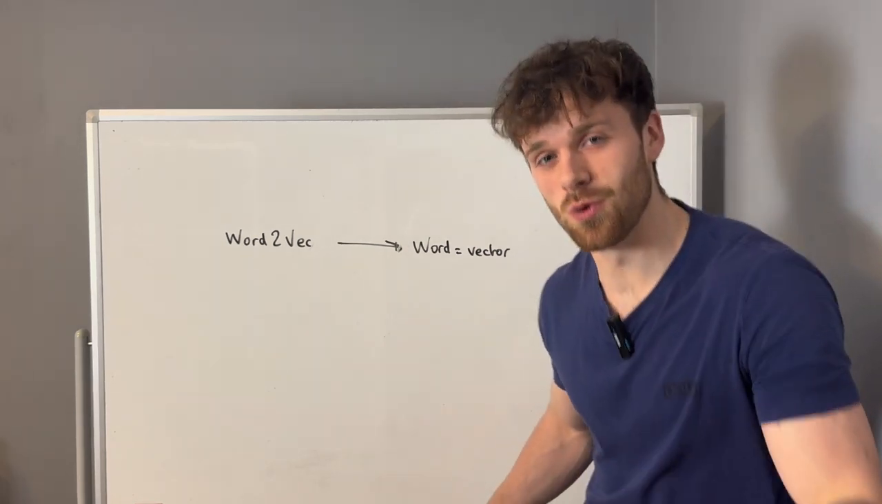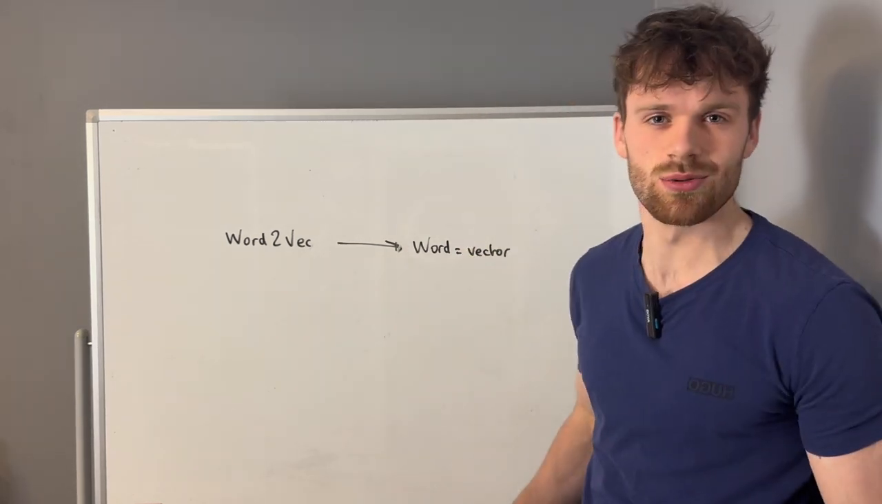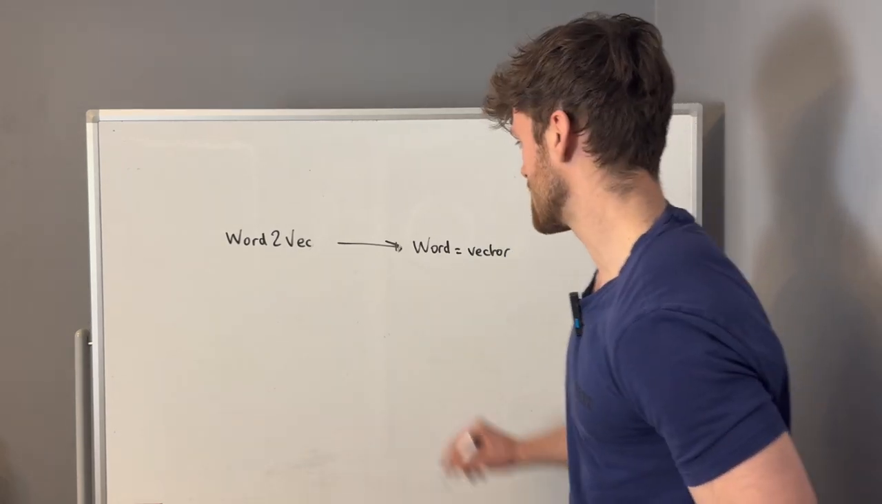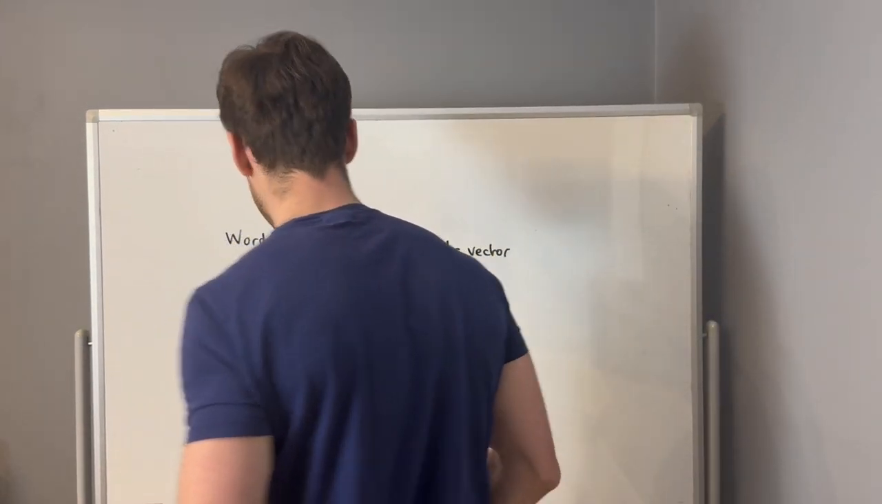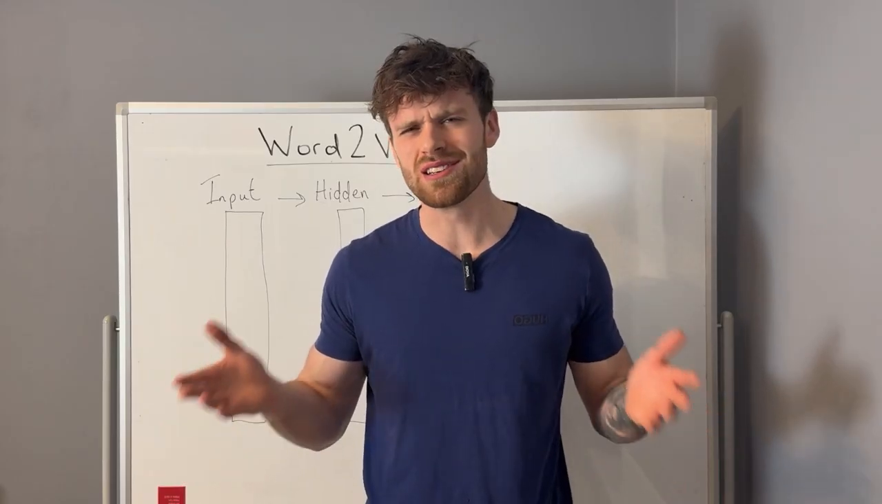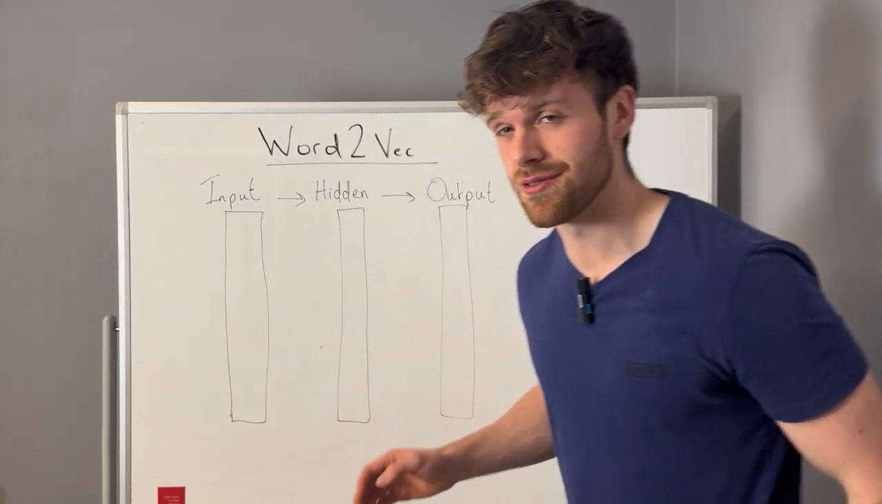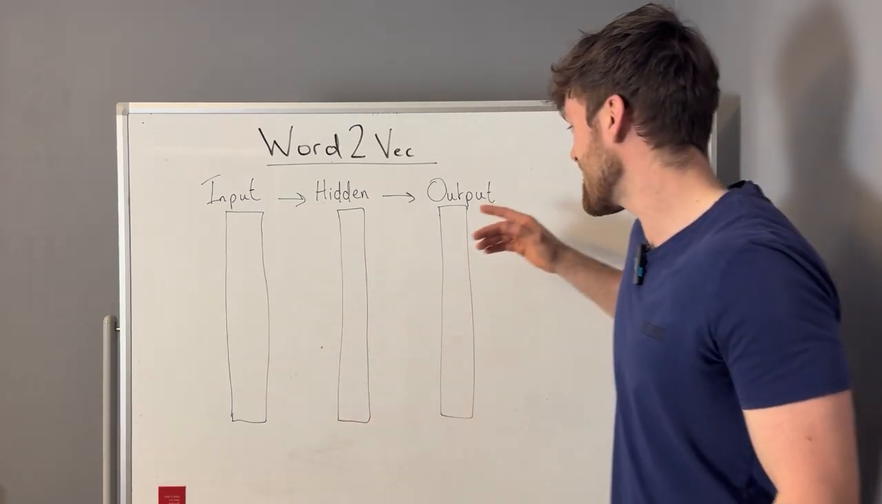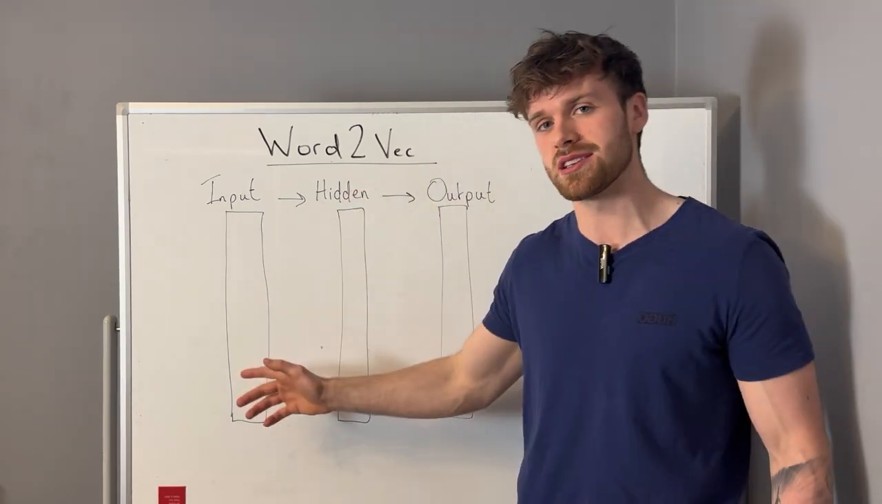Word2Vec transforms words into a vector, which is a list of numbers. However, unlike our older techniques, this one captures meaning, something we all strive to achieve. How does it do this? Word2Vec works by training what we call a neural network to guess a word based on its context.